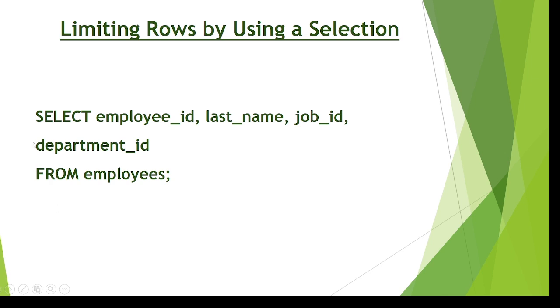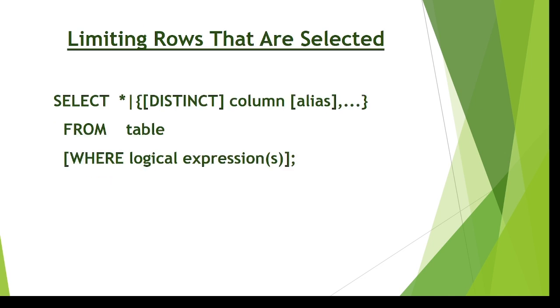So this query will return the employee ID, last name, job ID, department ID for all the records in the employees table. If suppose we want to impose some restriction on the records, for that we need to use the where clause. This is the syntax for restricting, for limiting the rows that are being selected.